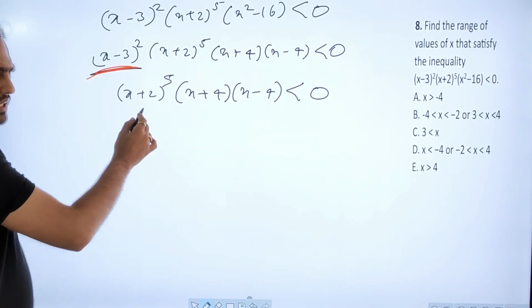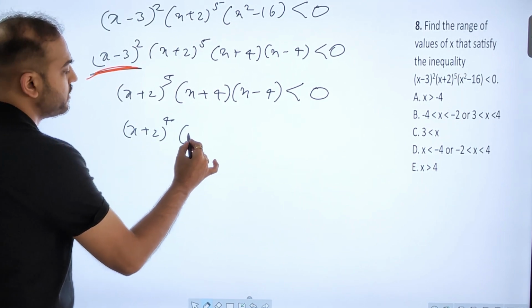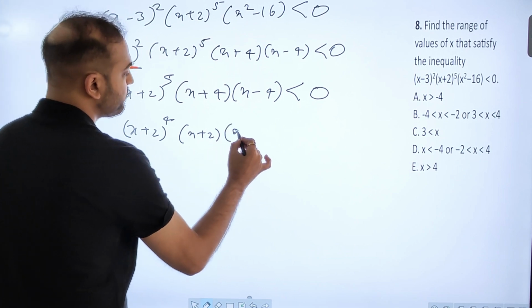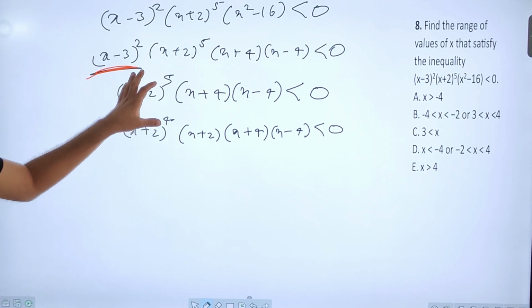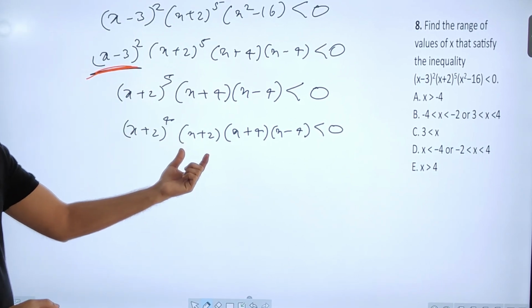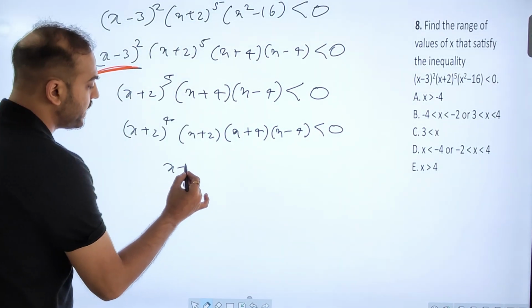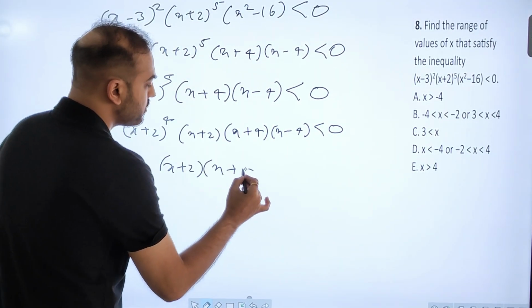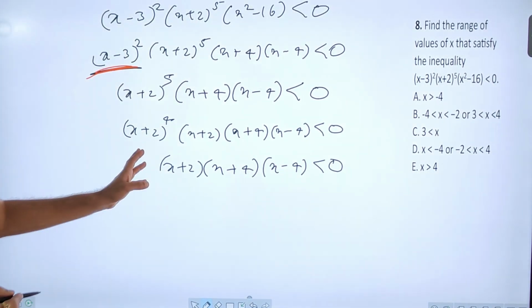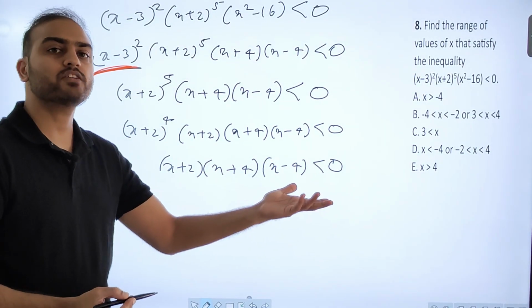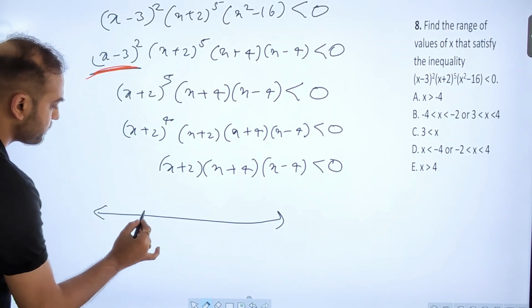Similarly, (x plus 2) whole power 4 into (x plus 2), (x plus 4), (x minus 4). What did I do? I just separated the power 5 as power 4 and power 1. The power 4, since it is positive, again goes there. I can simplify my question further to (x plus 2)(x plus 4)(x minus 4) less than 0. Now all of these have power 1. That is okay. Now I don't know the sign, so now I solve this.